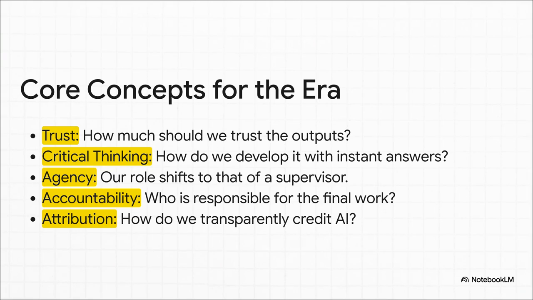I mean, we really have to wrestle with these fundamental ideas now. How much should we trust these things? How do we teach critical thinking when answers are instant? As AI starts to do more, our role shifts to being more of a manager, and it all boils down to these two huge concepts: accountability and attribution.